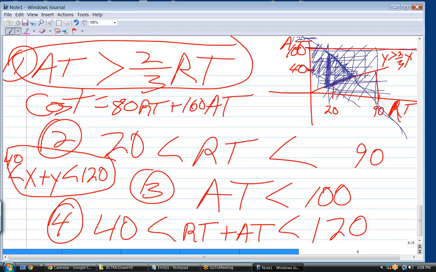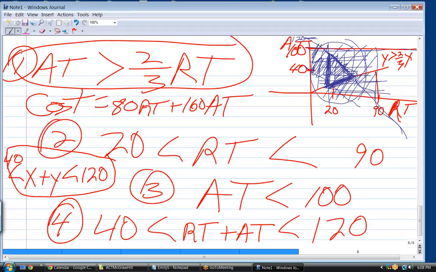In other words, I don't really have the time to do it all, but let's pretend that's our final color. This area inside this triangle satisfies all 3 conditions. AT is greater than 2/3 RT. RT is between 20 and 90. AT is less than 100. And RT plus AT is greater than 40 and less than 120. So that shape right there. You see what I'm pointing at?